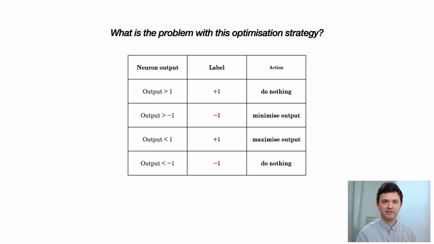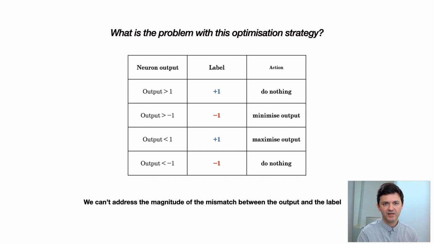And this is where we ended the class last time. So I ask you, what is the problem with this optimization strategy that we have been using since the beginning? The main problem is that we cannot address the magnitude of the mismatch between the output of the network and the label of the data point. So we need an objective measure of how good or how bad our network is performing.